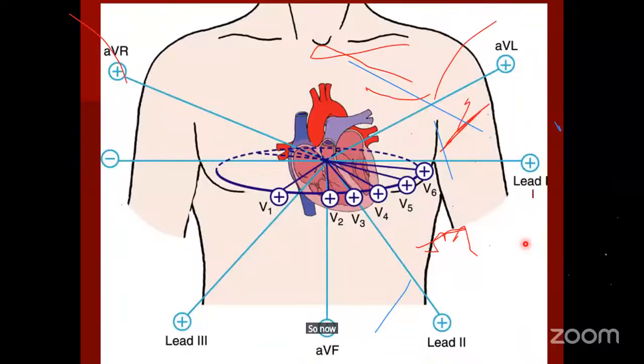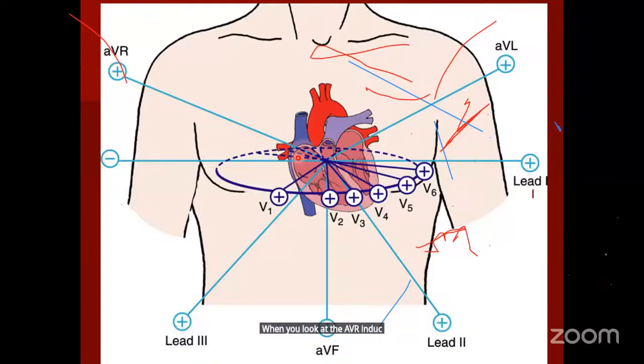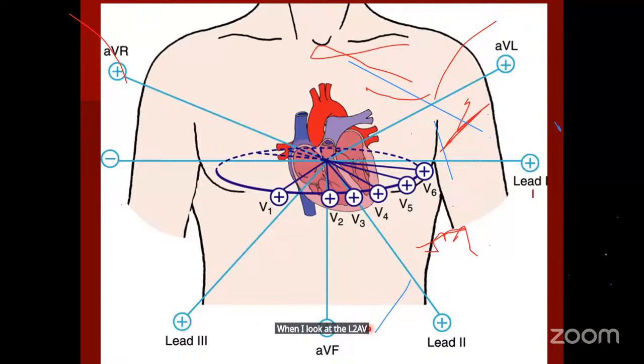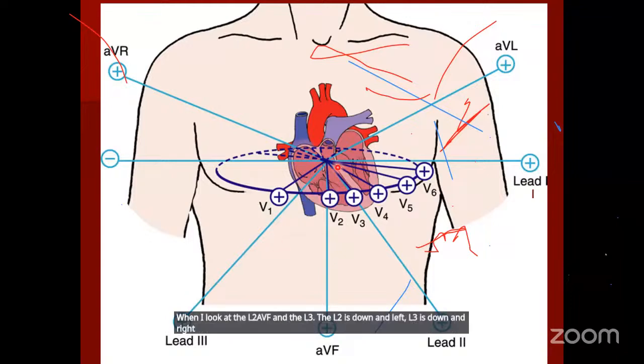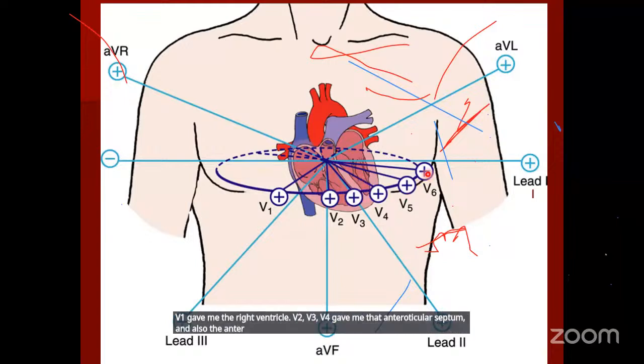Now you can look at the entire lead system through this three-dimensional diagram to understand how we get information from the various surfaces of the heart. When you look at AVR, it gives the right superior surface of my heart. L1 and AVL give me the left superior surface. L2, AVF, and L3: L2 is down and left, L3 is down and right, and AVF is dead vertical. They give me the inferior surface of my heart. V1 gives me the right ventricle. V2, V3, V4 give me the anterior septum and also the anterior wall. And V5, V6 give me the horizontal anterolateral surface of my heart.